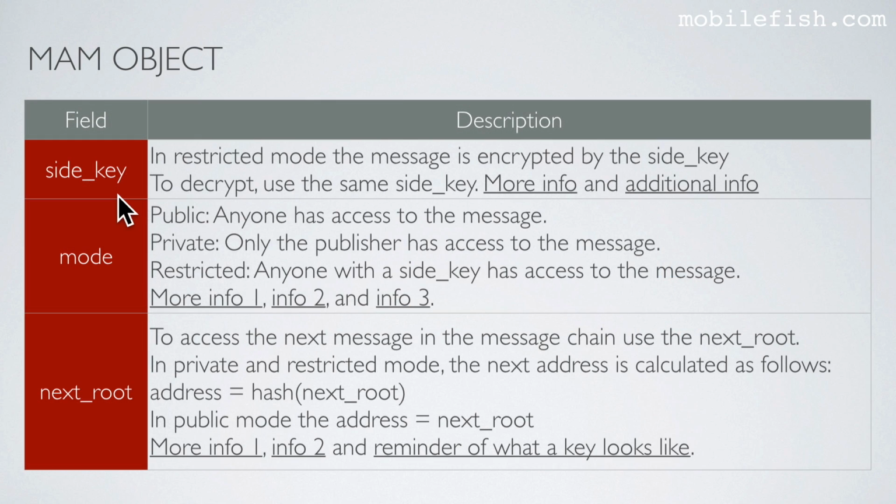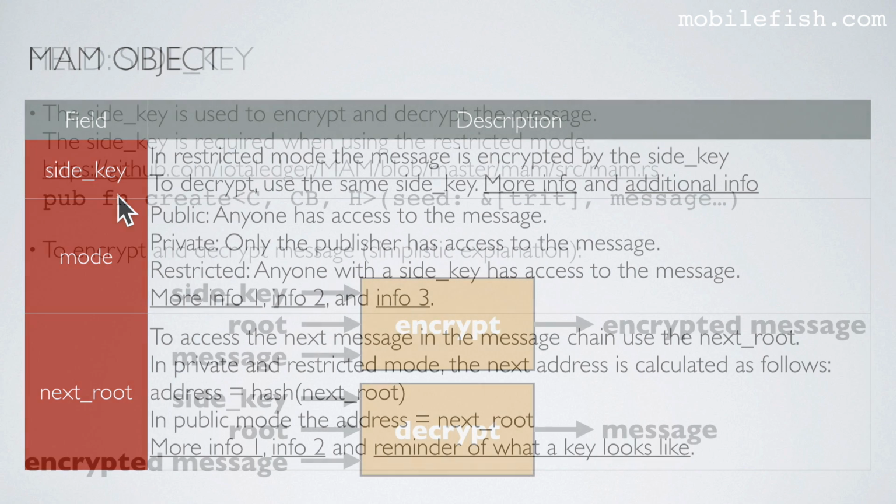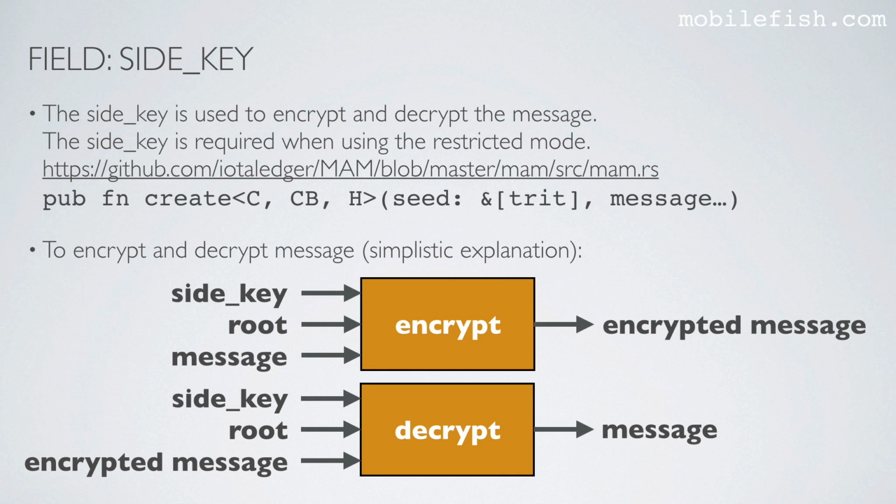Side key. In restricted mode, the message is encrypted by the side key. To decrypt, use the same side key. The side key is used to encrypt and decrypt the message. The side key is required when using the restricted mode. Here is a very simplistic explanation how the side key is used. To encrypt your message, you need the side key and the root, and you will get your encrypted message. To decrypt your message, you need the encrypted message, the side key and the root to get your original message back.